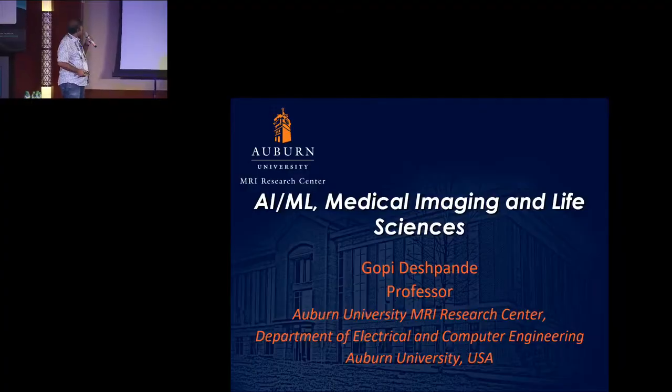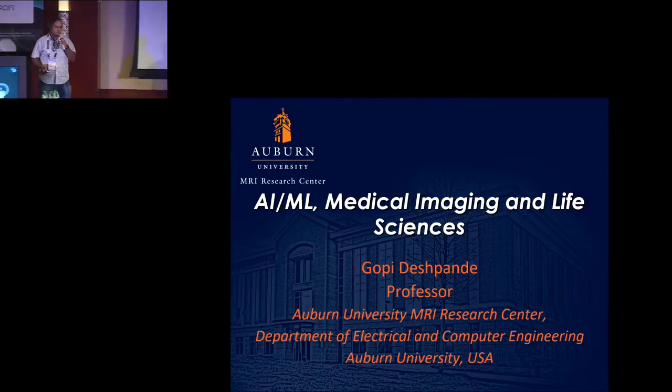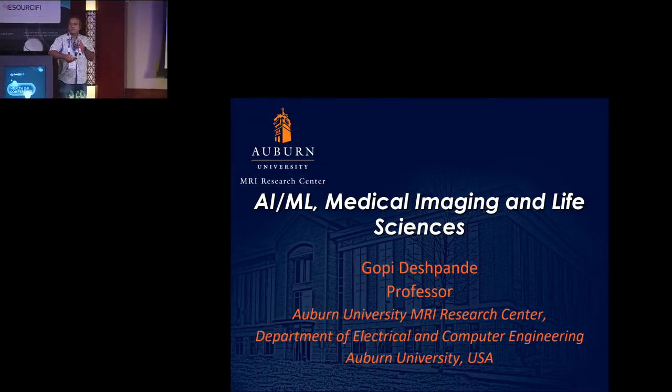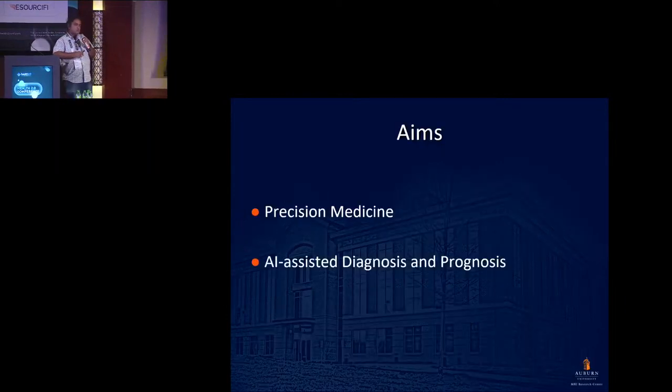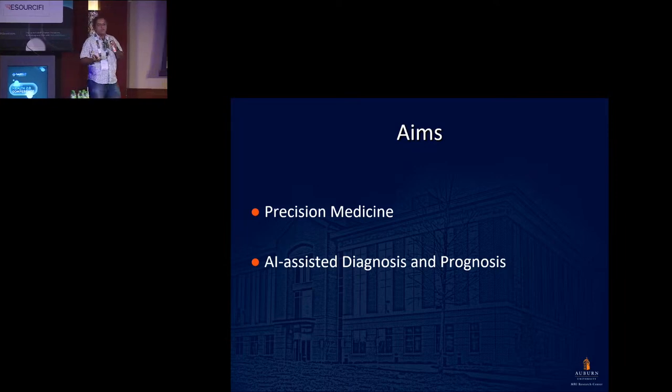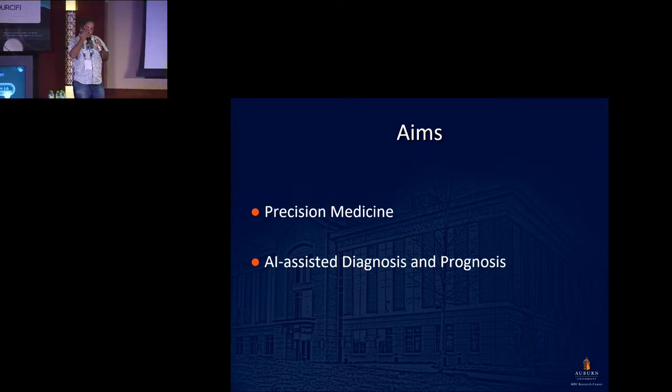So that's a good segue to what I'm going to talk about. I want to talk about artificial intelligence and machine learning and its application to medical imaging and life sciences. So the aim here is, when medical imaging came into being, I think, due to X-rays by Röntgen, it changed how medical science is practiced. People could really see inside the body, and that had never been done before in the history of mankind. So that was a paradigm change.